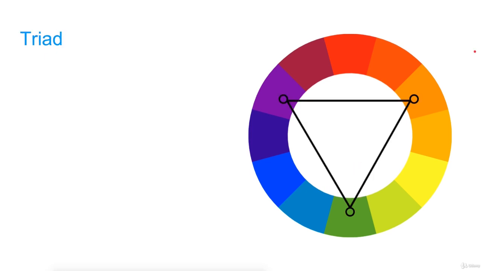Next is a triad, or using 3 colors of equal distance from each other on the wheel. As you can see, each one of these colors has 3 colors in between it on the wheel, making a triangle. You want to use this sparingly. This can be viewed as too vibrant and too colorful. So this is one you want to play with your saturation and value.